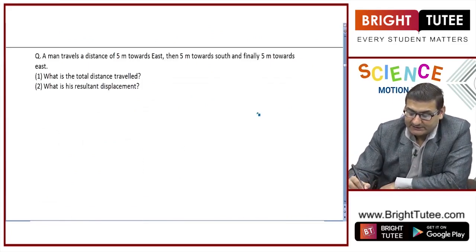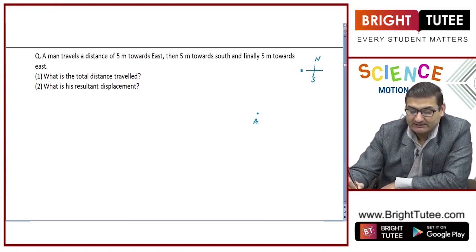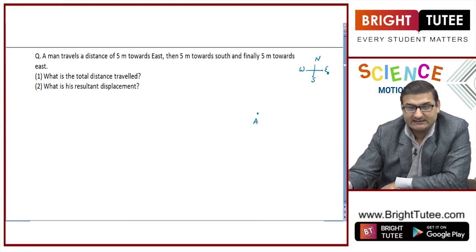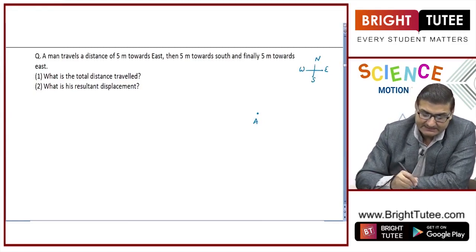Let us take initial point A. Fine. We know the directions. We know that this is north direction, this is south direction, this is west direction, this is east direction. All of us know it, right? Let us see the question.